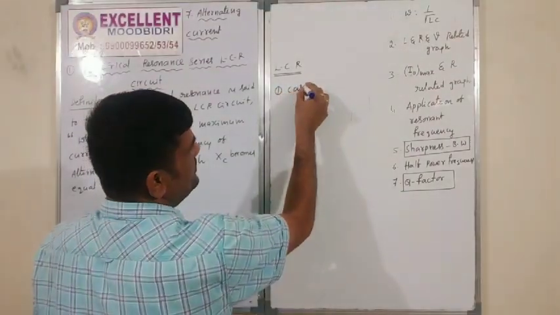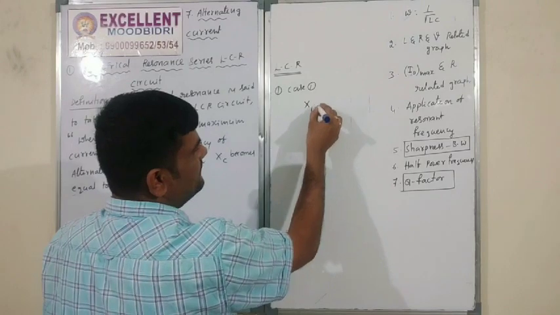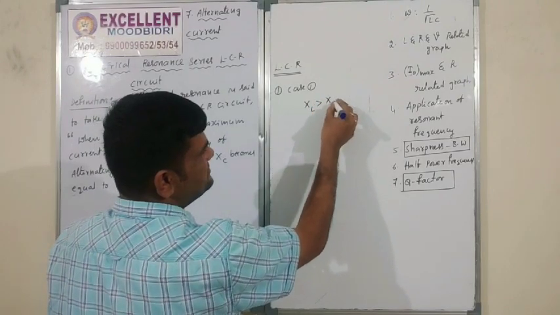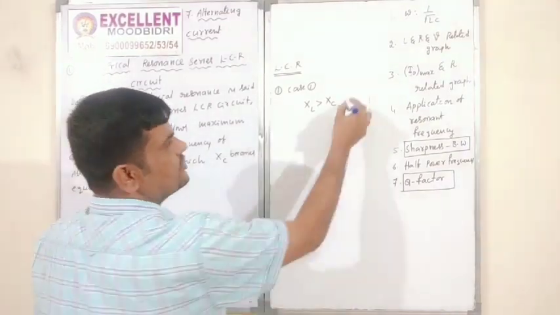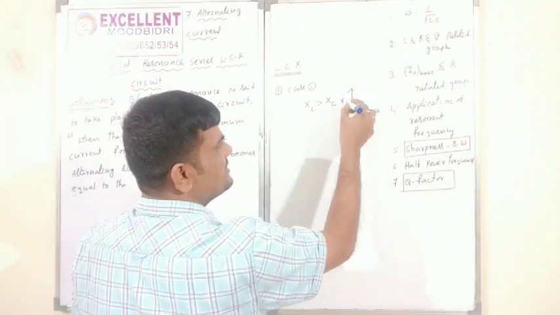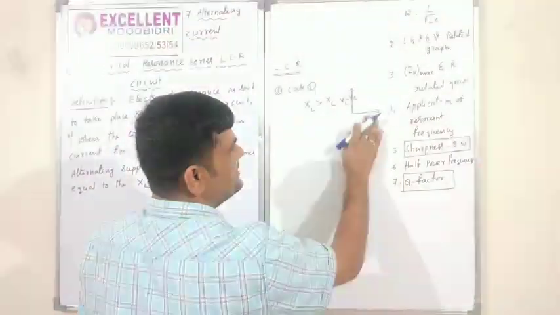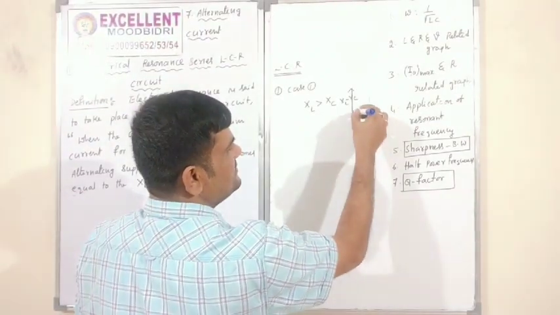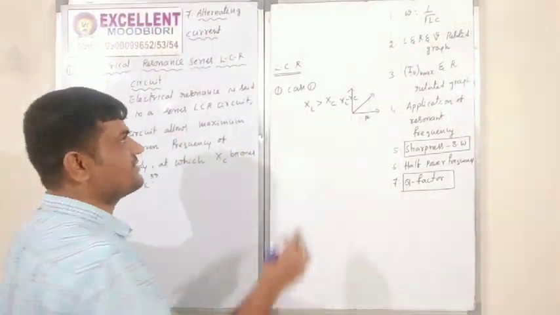Case one is when XL is greater than XC. That is case one I have given. So the graph will come in this manner only. Correct? This is XL minus XC, this is R itself, and this is the resultant impedance. That I have given.